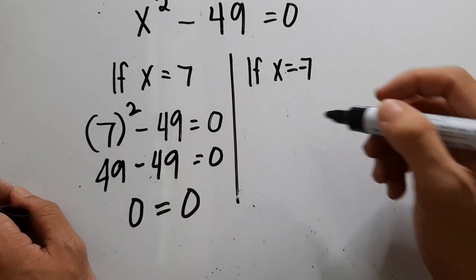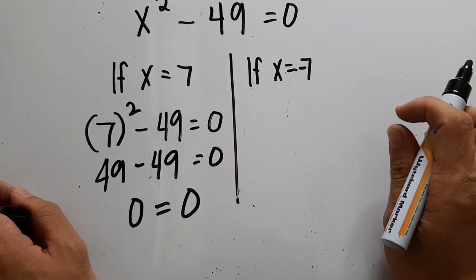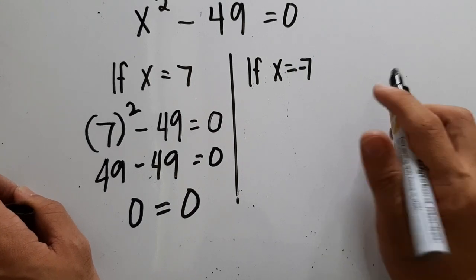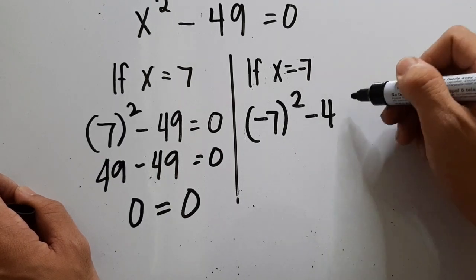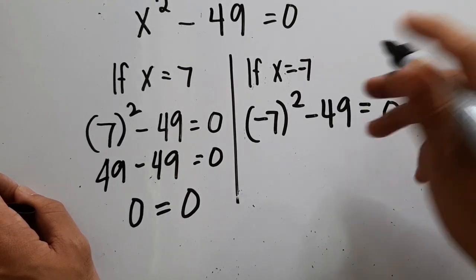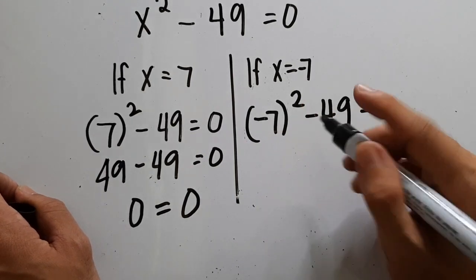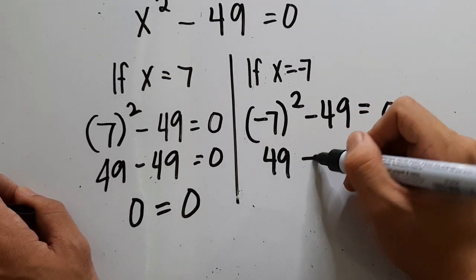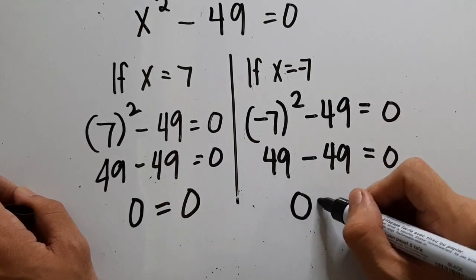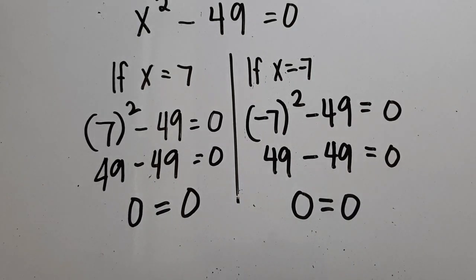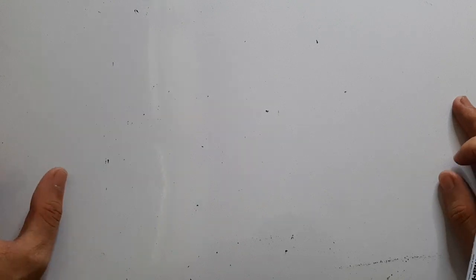Next, we have negative 7. Let us substitute the value of negative 7 sa ating given equation. We have negative 7 square minus 49 equals 0. Negative 7 multiplied by negative 7, the answer is 49. Minus 49 equals 0. Therefore, 0 is equal to 0. Kapag ganyan ang case, we can therefore conclude that this is a quadratic equation. Let us have another example.